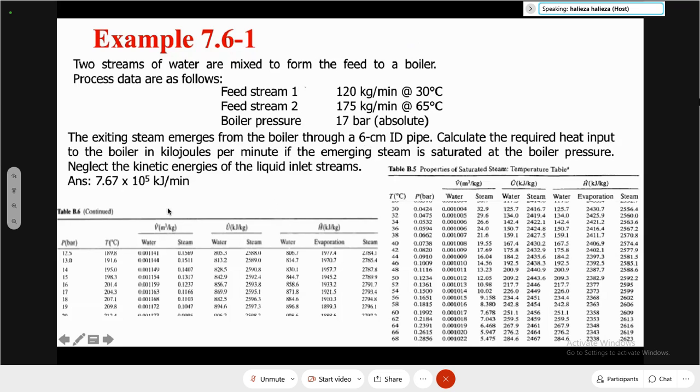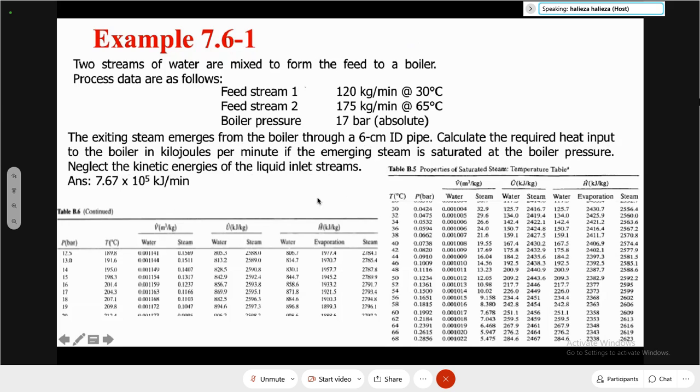Which is stated here: neglect the kinetic energies of the liquid inlet streams. So if there's no mention at all about the size of the pipe, the diameter of the pipe, that means you can assume that there is no kinetic energy. Okay, so let's continue. What do you need to calculate? You need to calculate the required heat input to the boiler in kilojoules per minute if the emerging stream is saturated. Saturated means your 17 bar is saturated steam.